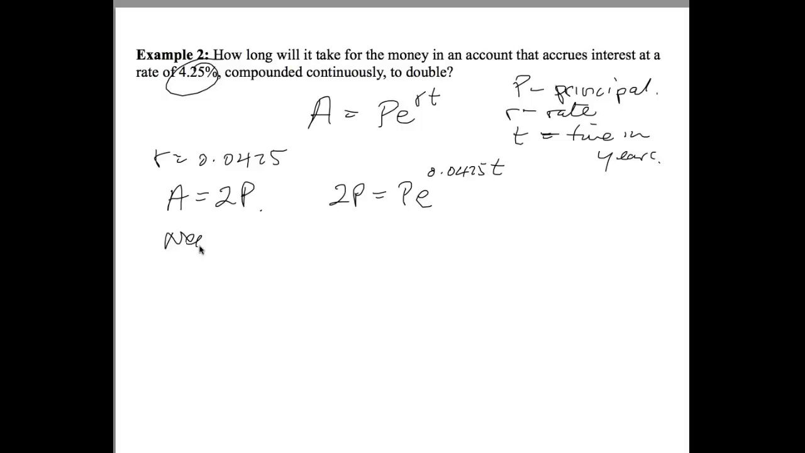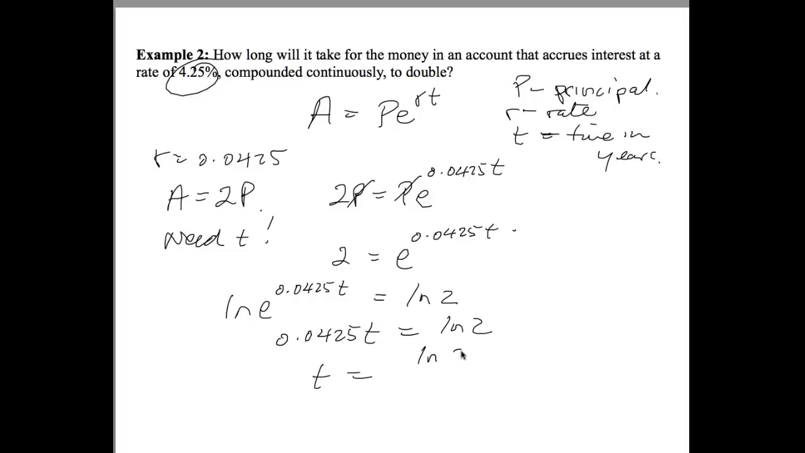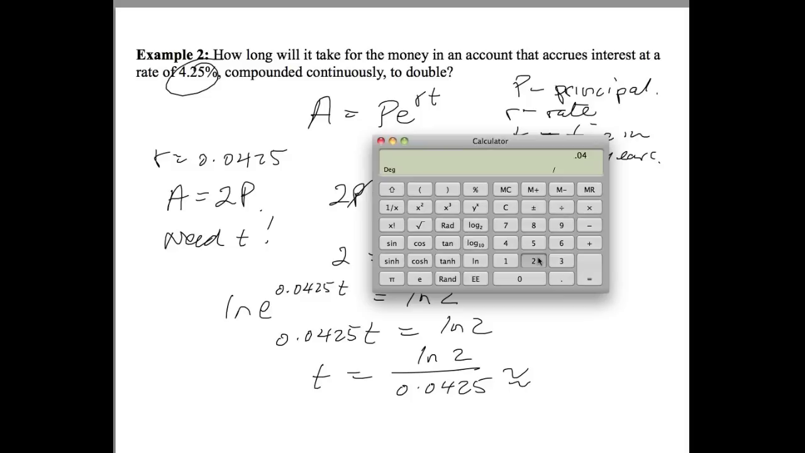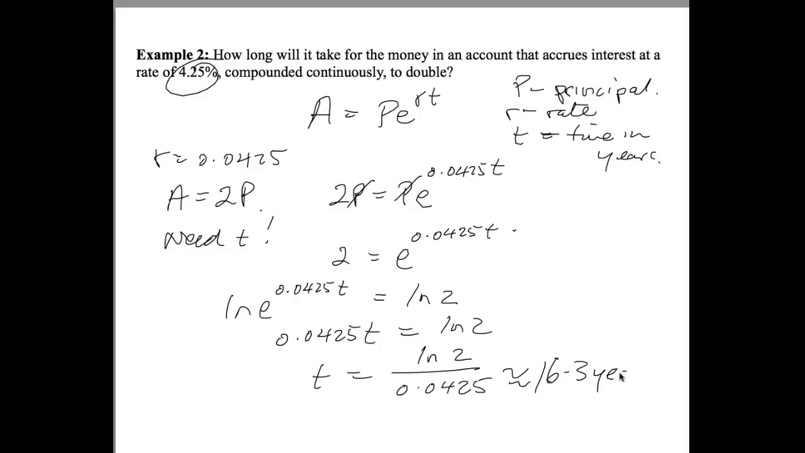All right. We can divide through by P, so we get 2 equals e to the 0.0425t. We need to undo the e, so let's take the ln of it. Ln of 2 on this side. So this undoes the e, so we get 0.0425t equals the ln of 2. So t then is equal to the ln of 2 divided by 0.0425. And that comes out to be, get our calculator, we have 2, which is the ln, and now divide by 0.0425, and we end up with 16.3 years. That would be the number of years that it takes to double at that interest rate. All right, so that's a second example.